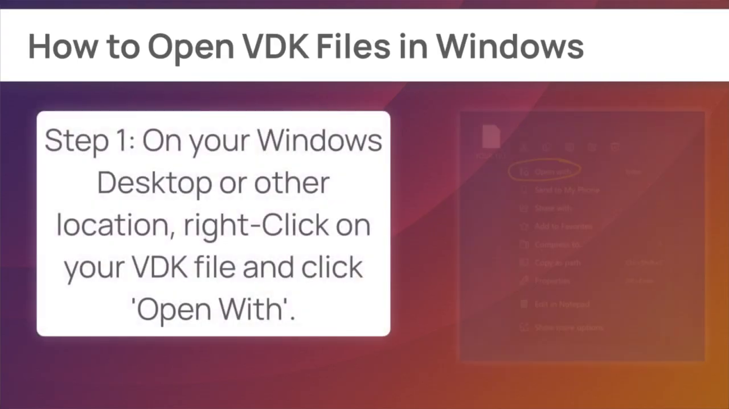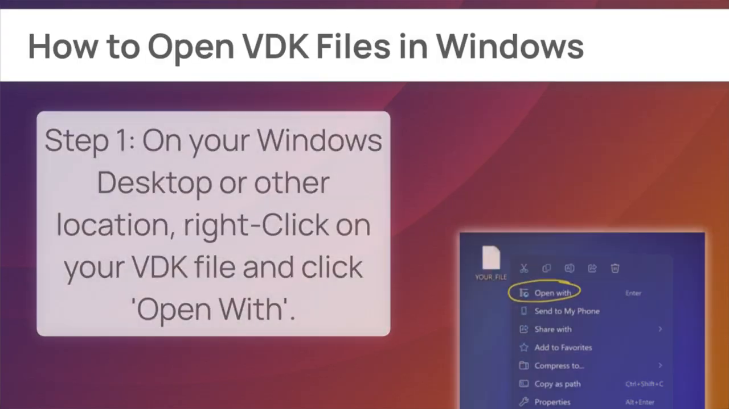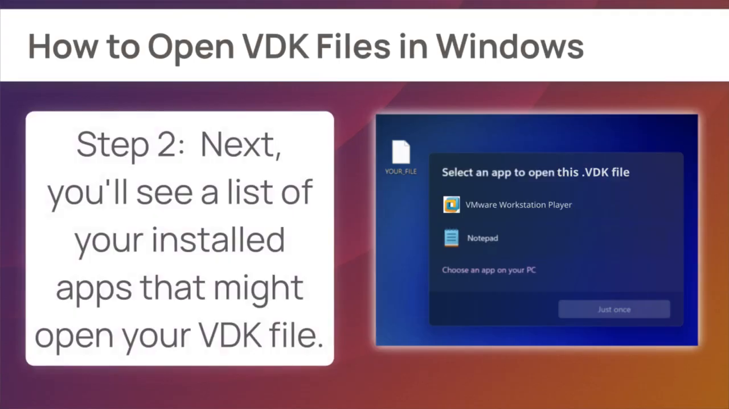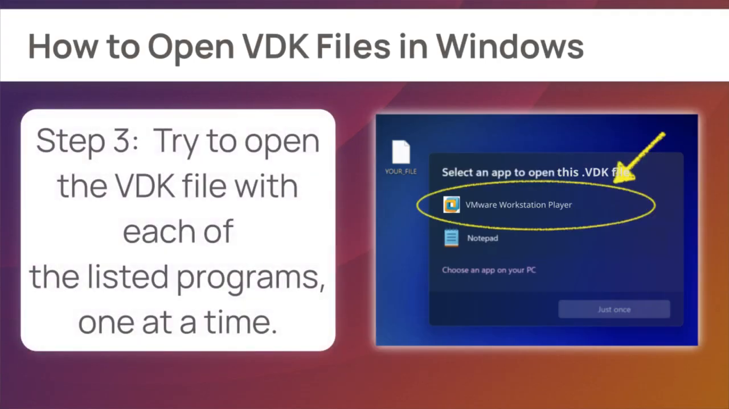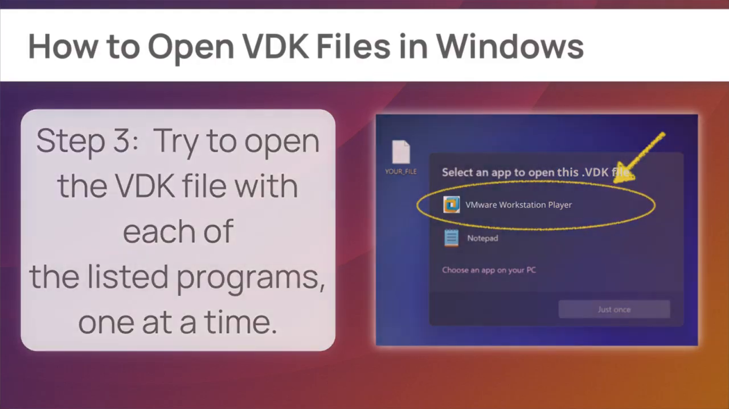Your first move is to identify the possible openers. Right-click the VDK file and choose Open With. If VMware Workstation Player is an option, select it. If not, choose another program. It's often trial and error.